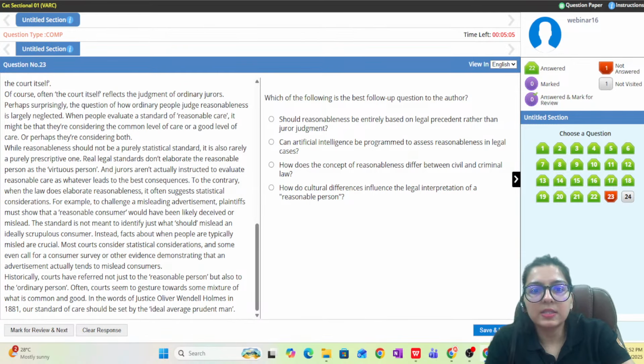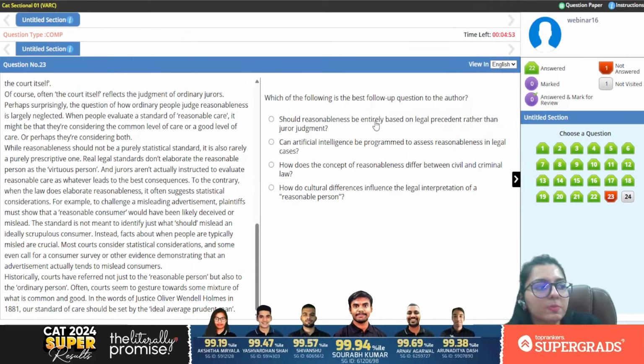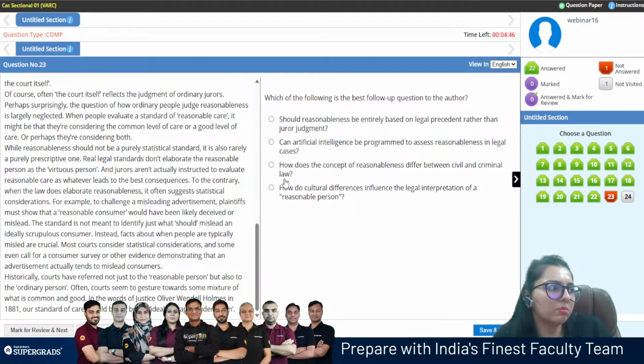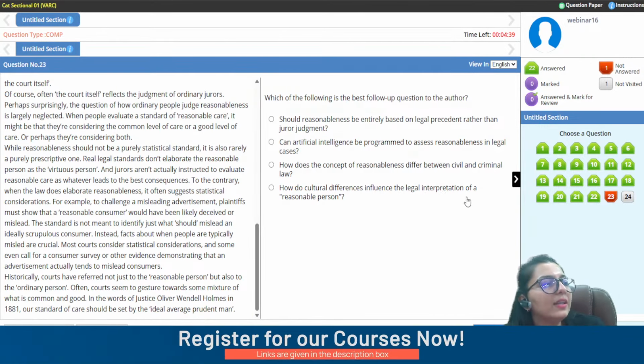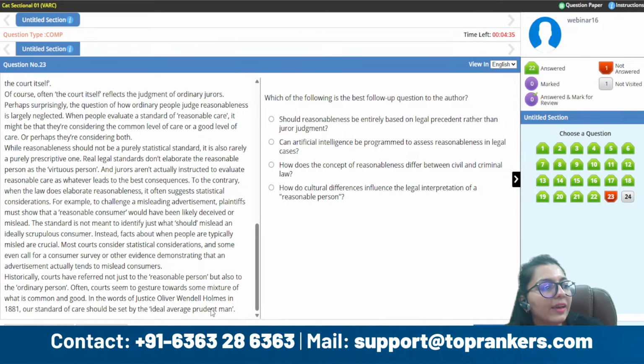Okay, let's see the next one. Which of the following is the best follow-up question to the author? What could the next question have been? Should reasonableness be entirely explicit? It can't be. How did AI come in? Remove it. How does the concept of reasonableness differ in civil and criminal law? Law was discussed above, so it can't fit the line of the last question. No, it can't. How does cultural difference influence the legal interpretation of a reasonable person? See, towards the end, we ended on a reasonable person, the ideal, average, prudent man. So we will continue on that.